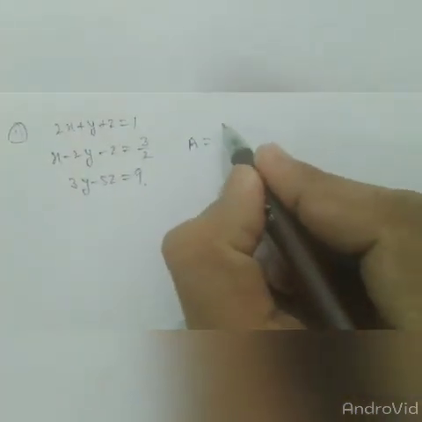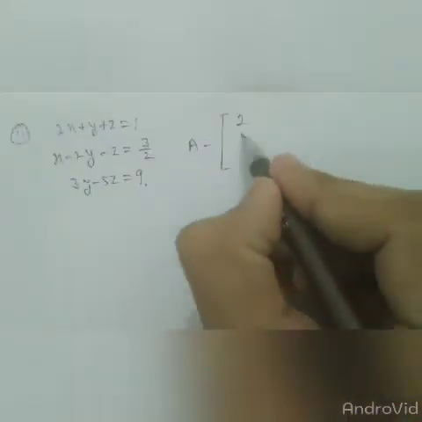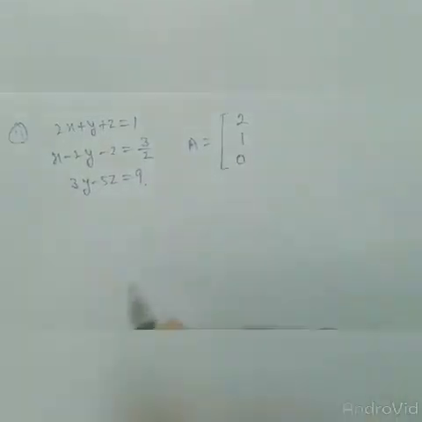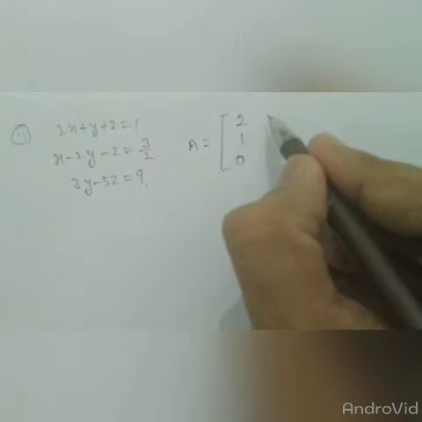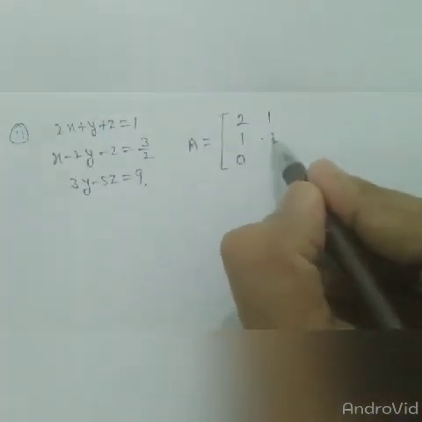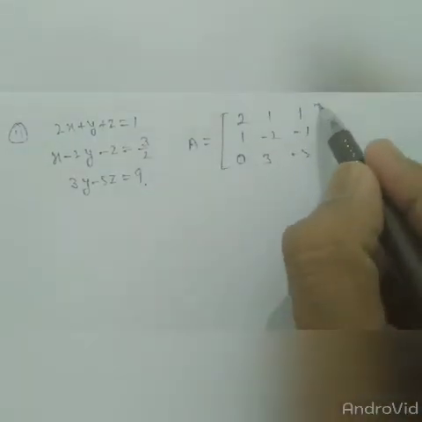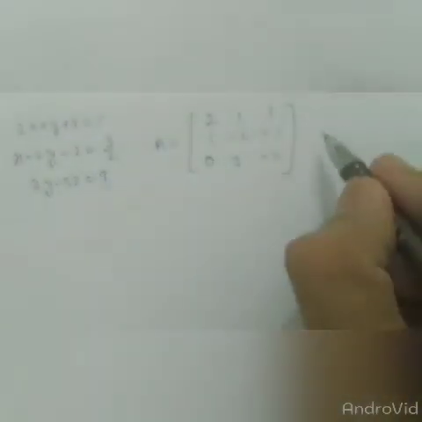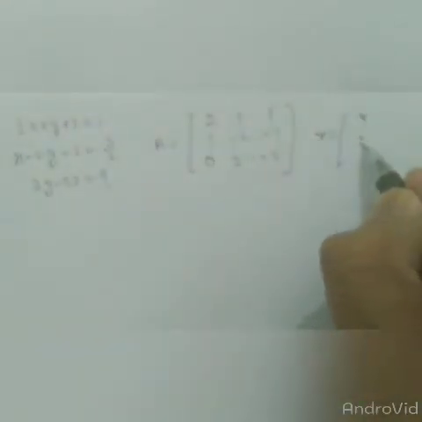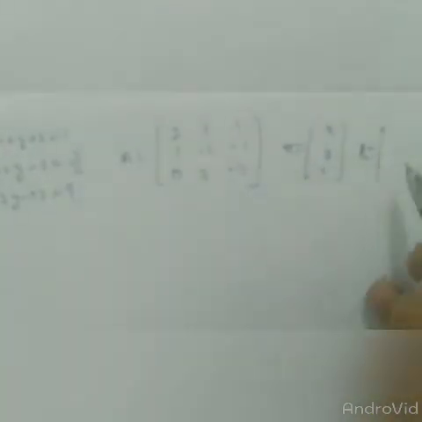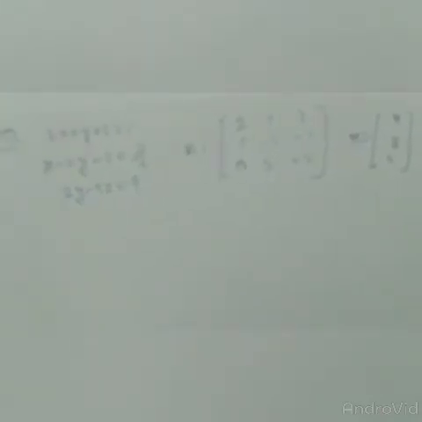The matrix A: the coefficients of x are 2, 1, and in the third equation there is no coefficient of x, so we take 0. Next column is the coefficients of y: 1, minus 2, 3. Third column is the coefficients of z: 1, minus 1, minus 5. Clear? X is (x, y, z). B is 1, 3 by 2, and 9. Clear? The next step is we find the determinant of A.